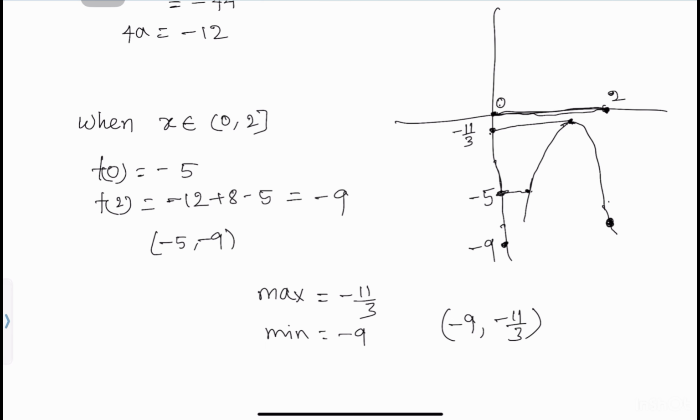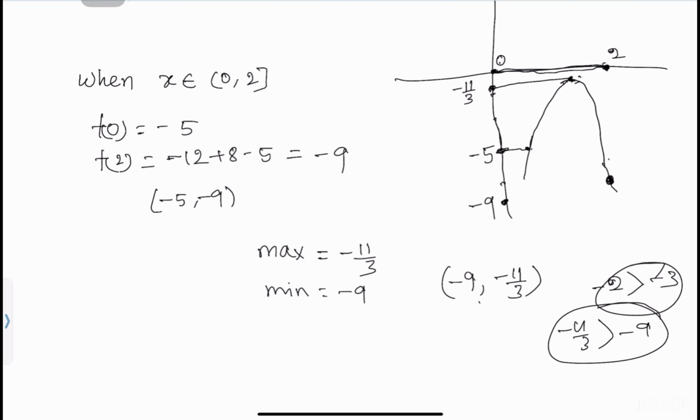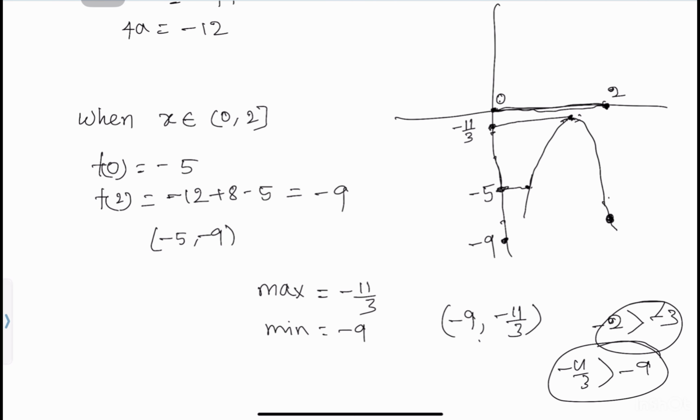Okay. Maybe here is the confusion. You told me that this is minimum, maximum. Okay, this is obviously the maximum. Again I am telling you, minus 2 is bigger than minus 3. So that's why minus 11 by 3 is bigger than minus 9. Okay, so I think the concept is clear. Okay. Done.